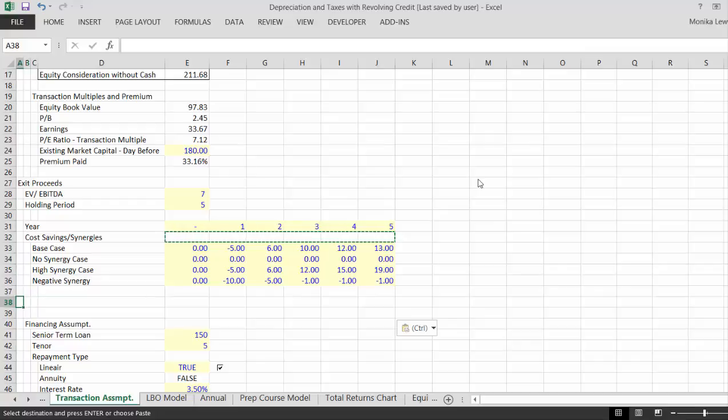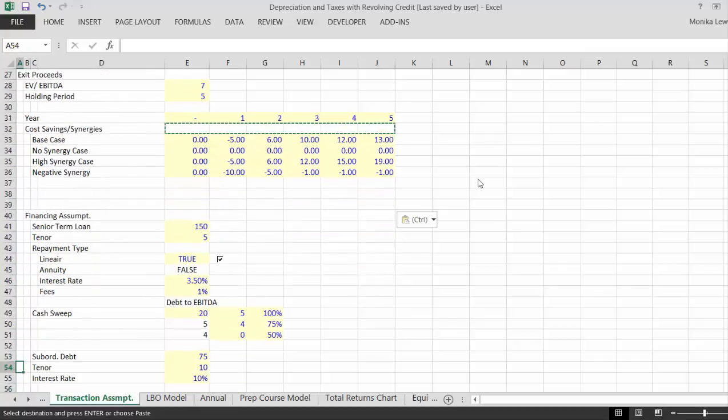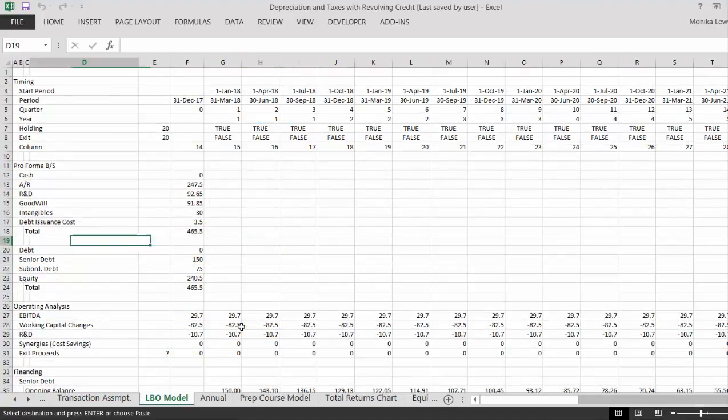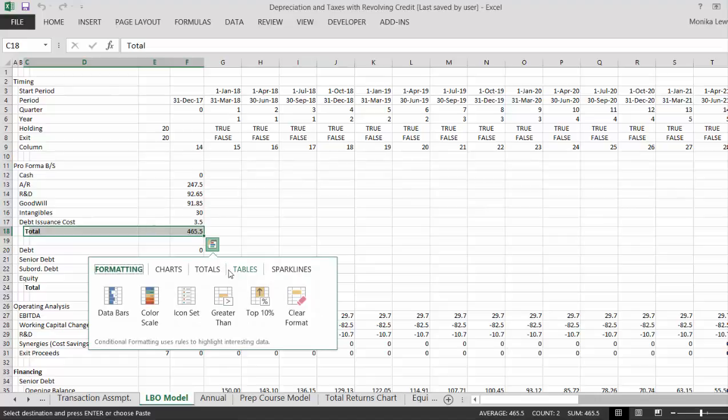Now, on the senior debt we have some financing, and remember what we did. We put a little true/false, where the opposite of true is false, and we put a different repayment type. Now, in the LBO model, when we transfer all this, I haven't put that in yet, so that's one of the subjects we'll talk about.